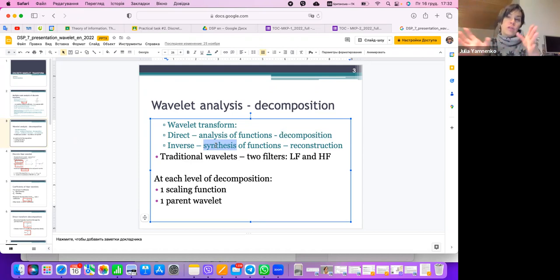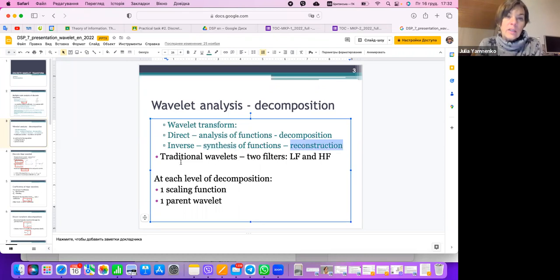So after we did this decomposition, we have a couple of components as a result, and on the way back, we collect all these components and do synthesis of the function, or in other words, we do reconstruction of the function. So we reconstruct the original signal.